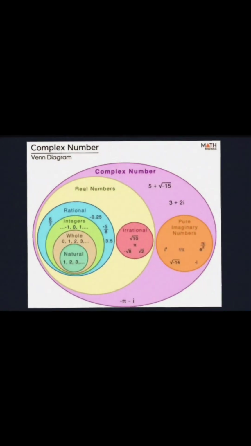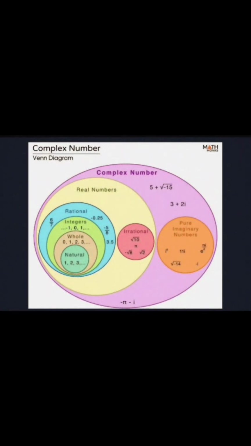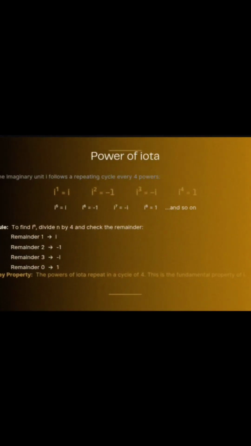Now next come complex numbers. By a Venn diagram we can show that complex numbers consist of all types of numbers: real numbers, rational, irrational, and all these types of numbers come under complex numbers.